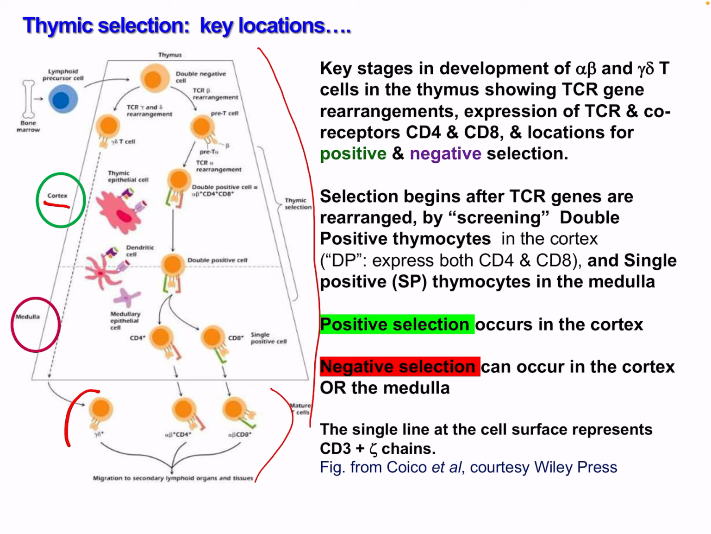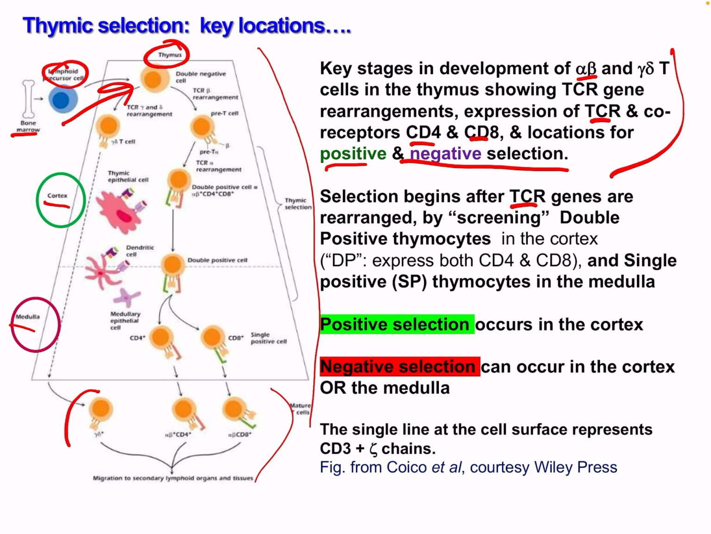So this occurs in the cortex and medulla. This is essentially a graphic depicting the thymus. And then again, remember our lymphoid precursor cells come from the bone marrow and enter the thymus, and then they're double negative. So the key stages in development of the alpha beta and gamma delta T cells in the thymus, showing T cell receptor gene rearrangements, expression of T cell co-receptors CD4 and CD8, and locations of positive and negative selection. So this essentially sums up the figure.